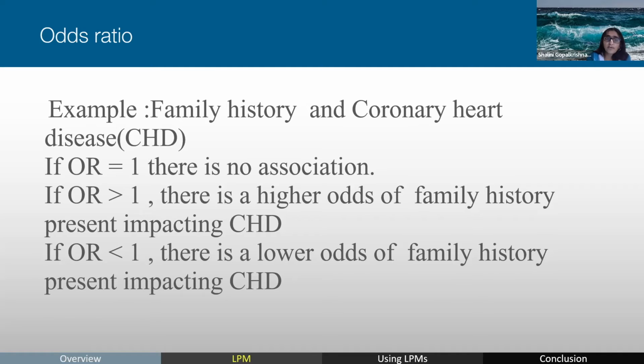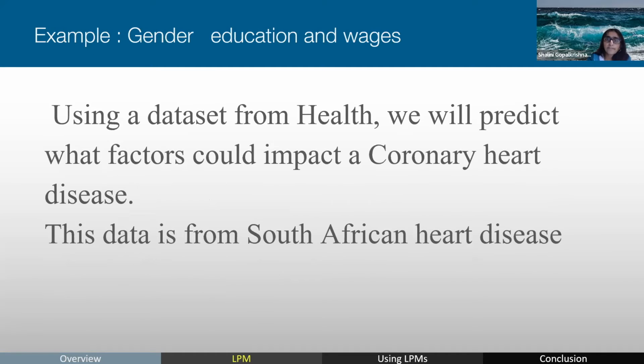So that's what we are going to do today. Let's do a slightly different project here. Using a data set from health, we will predict what factors could impact coronary heart disease. This data is from South Africa, actual South African heart disease data from about 400 odd people. Let's just get started.